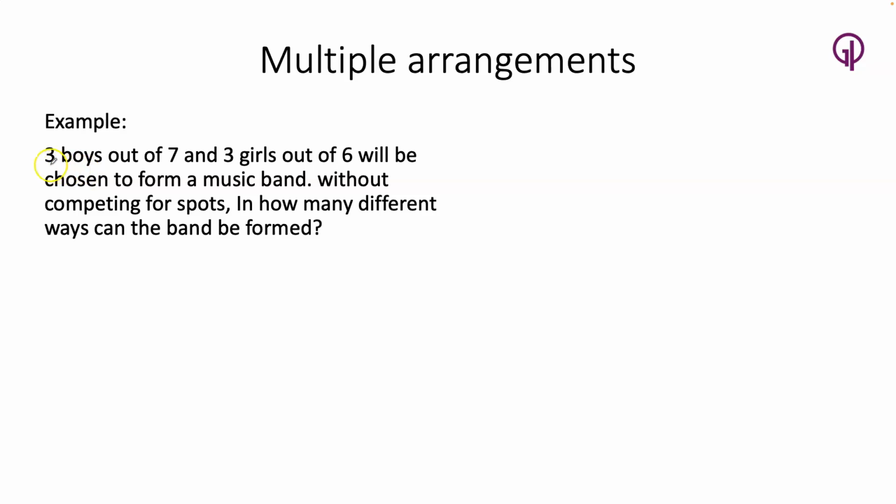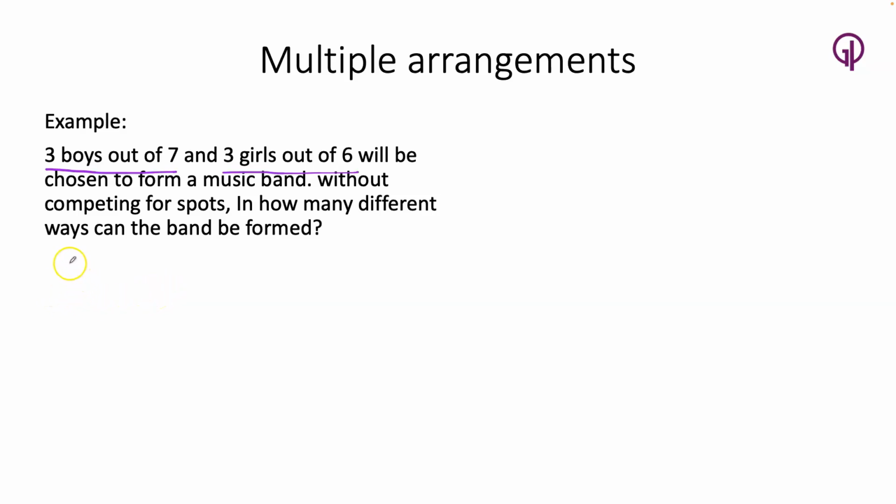So here, remember that we are choosing 3 boys out of 7, and we are also choosing 3 girls out of 6. It's like 2 different selection problems all put in one question. So here we have 2 choices to make: 3 boys out of 7 and 3 girls out of 6. And so it's a purely combination question. We don't care about the order. All we care about is the people that we are picking.